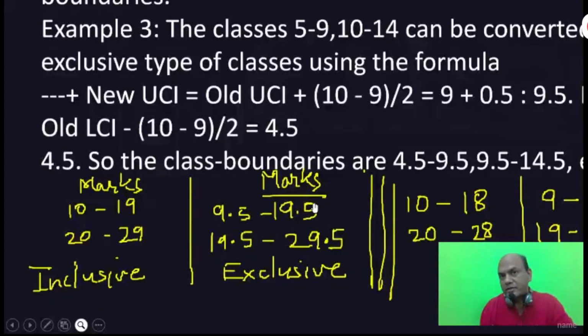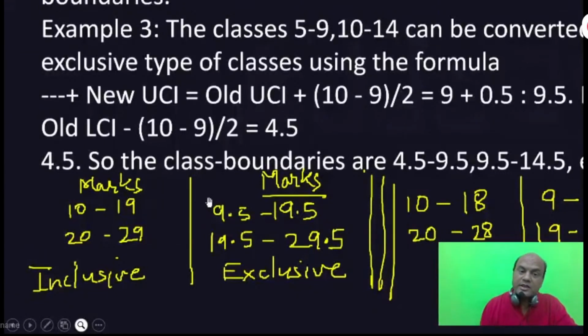Here the boundaries are not taken. At least one of them is not taken. Suppose I get the mark 19.5, where will I add this? Because 19.5 is here also and here also. Remember, it should be added in the second group, not in the first group. Similarly, if I get 29.5, I'll include it in the third group, not in the second group. So this is exclusive. In exclusive, kindly note, the boundaries are not taken.